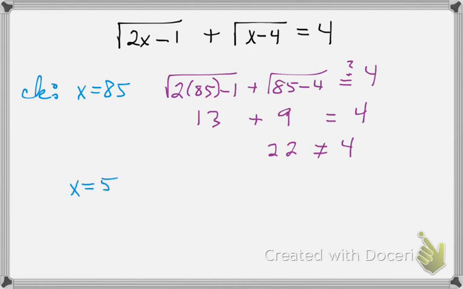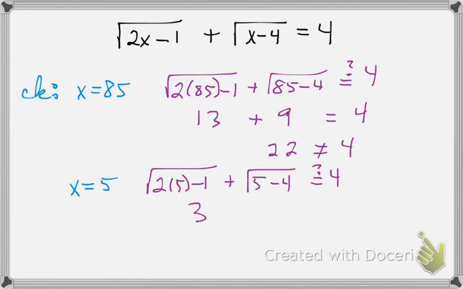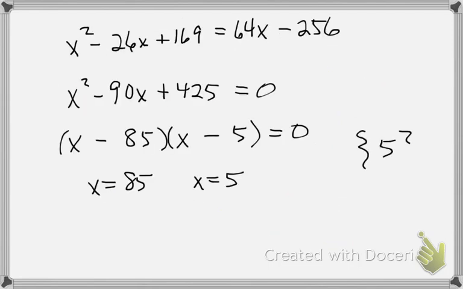We still have to check 5. So we get the square root of 2 times 5 minus 1, plus the square root of 5 minus 4. Does that equal 4? Let's find out. 2 times 5, 10 minus 1, the principal square root of 9 is 3. 5 minus 4, principal square root of 1 is 1. Does 3 plus 1 equal 4? Yes. Then that one works. So in my solution set, what do I put? 5.